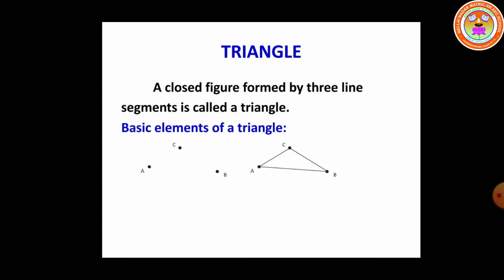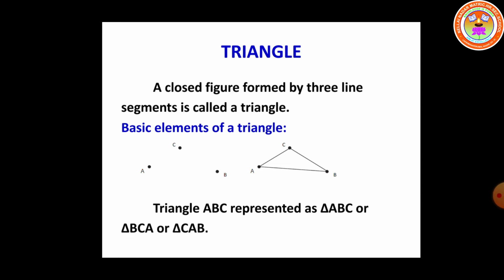See, first you consider 3 points which are not lying on a same line. So we consider the points A, B, C. By joining them we get a triangle. Triangle ABC represented as, how will we read this symbol? Triangle ABC or triangle BCA or triangle CAB.